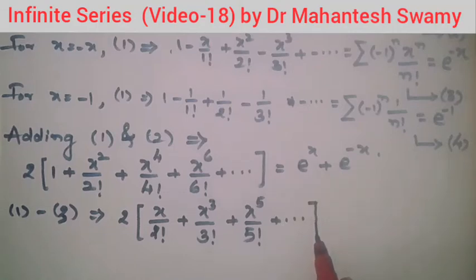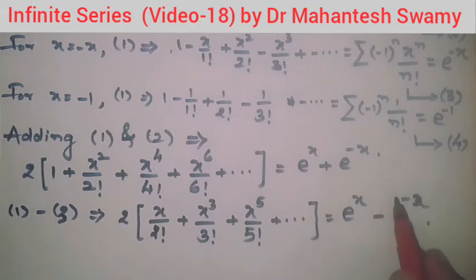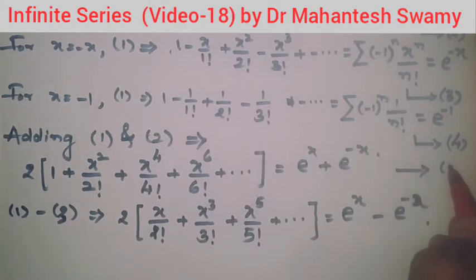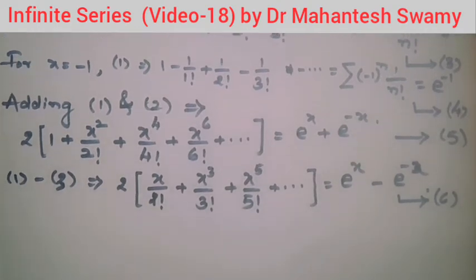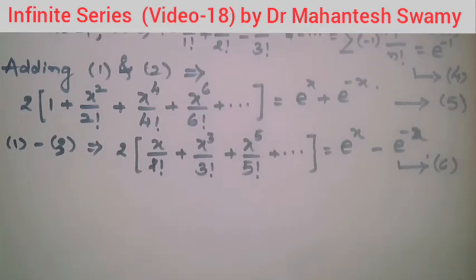whereas on RHS the e to the power of x, the RHS of equation 1 minus the RHS of equation number 3, that is e to the power of minus x. So these are the other two important results, and we will be using these results also while solving the problems. So let us take it as series number 5 and let us take it as series number 6. So we are generating different types of exponential series by the original exponential series in our hand.